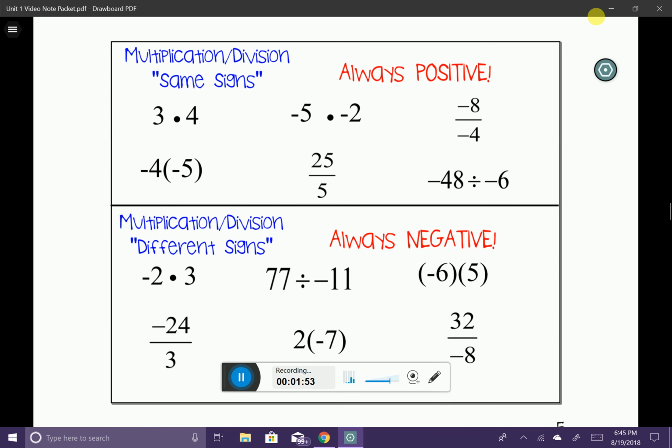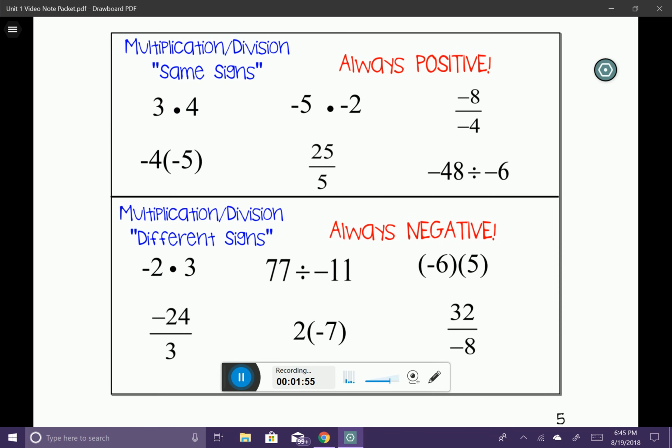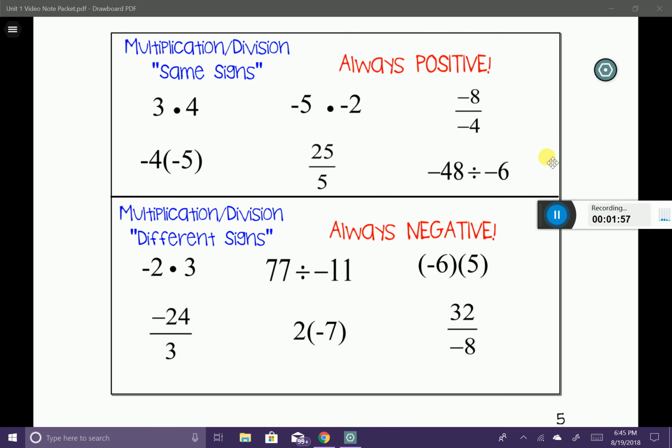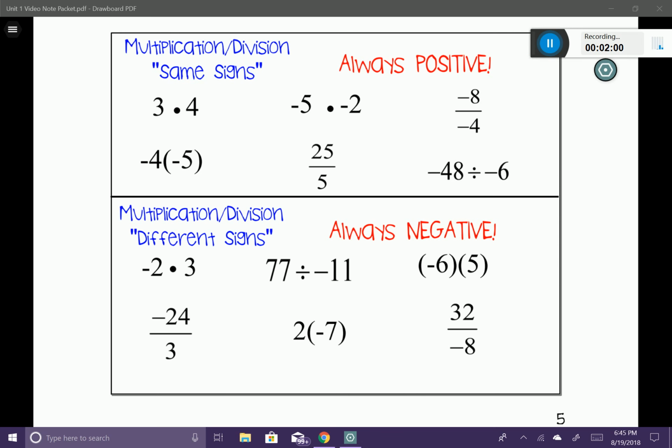Okay, let's go ahead and practice some of these now that we understand this idea of same signs and different signs. So here are some examples. Here I have numbers that have the same signs. So you can see that I have a positive 3 times a positive 4. That means I'm going to end up with a positive answer. And in this case, 3 times 4 is going to leave us with 12.